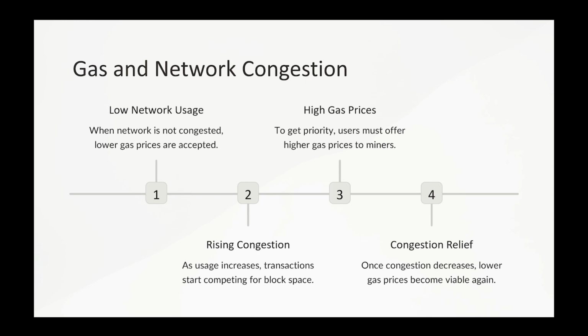On the other hand, as usage increases, transactions start competing for block space. To get priority, users must offer higher gas prices to miners. Once congestion decreases, lower gas prices become viable again.